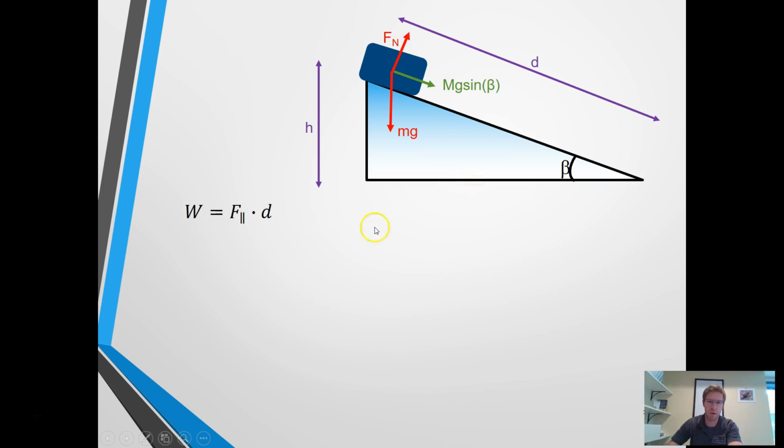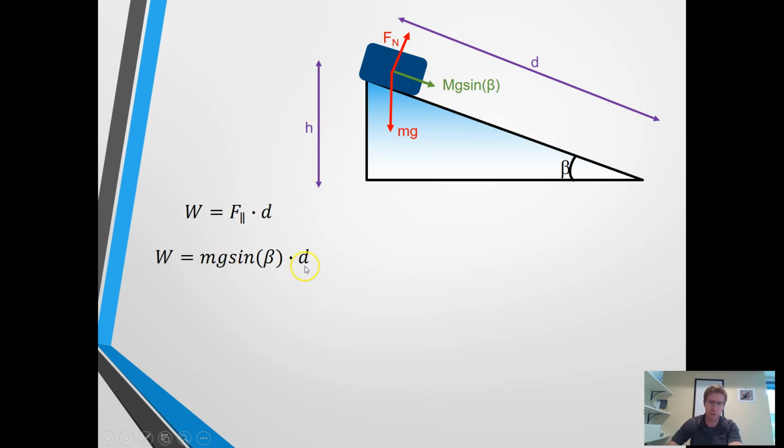So how do we quantify work? Well, work again is force parallel times distance. In this case, our force parallel is mg sine beta, and our distance is d. So there we go. Work equals mg sine beta times d. But wait, I asked you to solve for it in terms of the height, right? So we need to substitute the height in there.